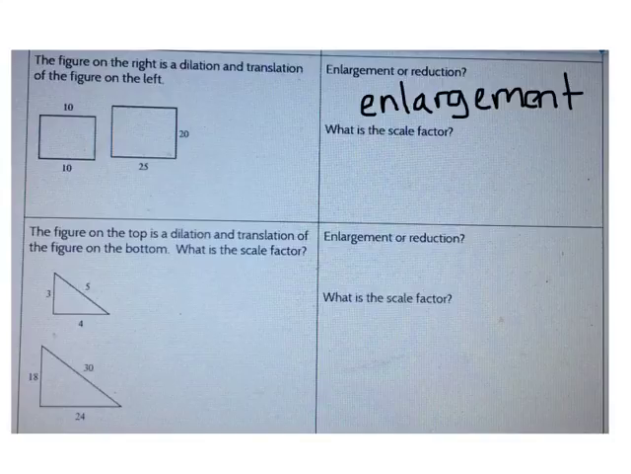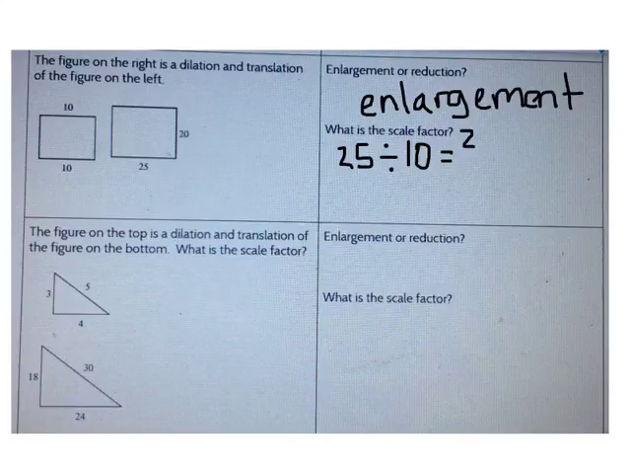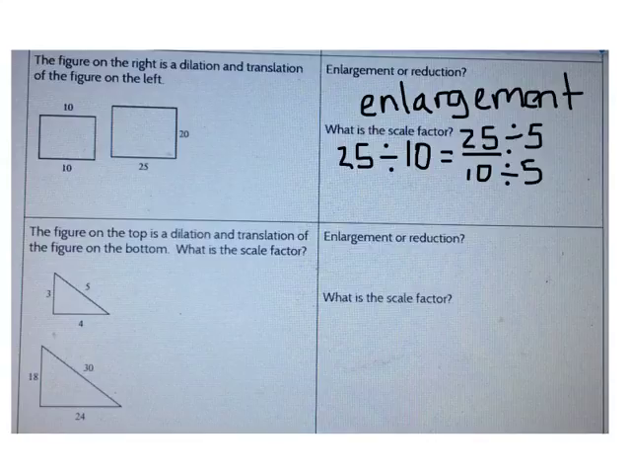Well, the 10 on the bottom of our original corresponds to the 25 on the bottom of our new figure. 25 divided by 10. How would I write that result as an improper fraction? I would write it as 25 over 10. Now I can simplify to find the scale factor. 25 divided by 5 and 10 divided by 5. The scale factor is 5 over 2.